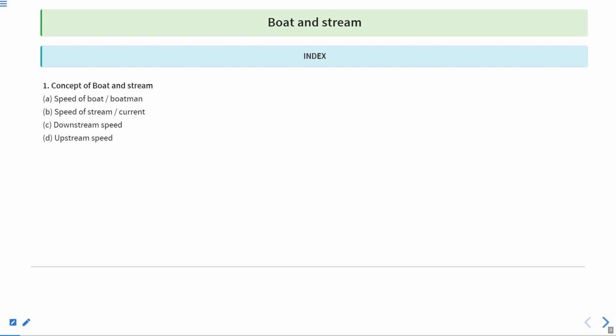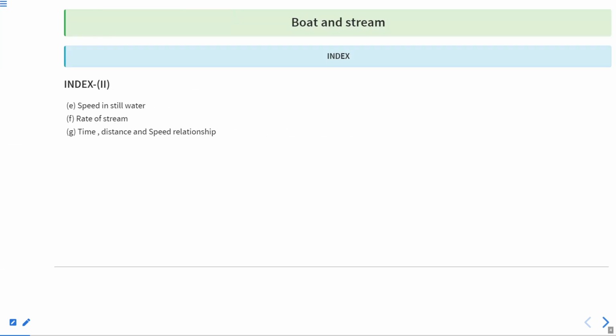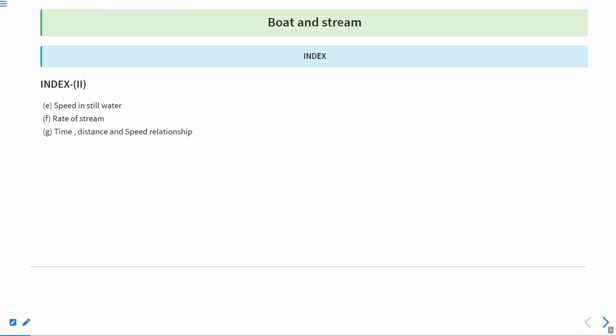So in this lecture we are going to study the concept of boat and stream, in which we are going to start with speed of boat or boatman, and then we will move to speed of stream slash current, and later we will study downstream speed, upstream speed, and then we will study speed in still water, rate of stream, time, distance, and speed relations.